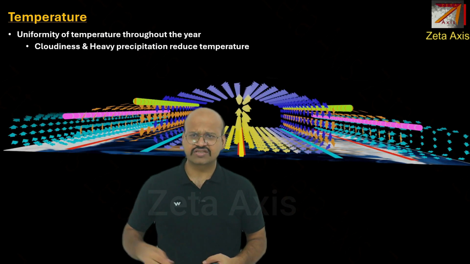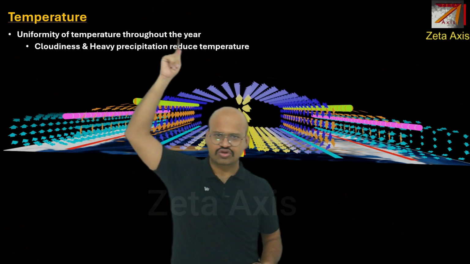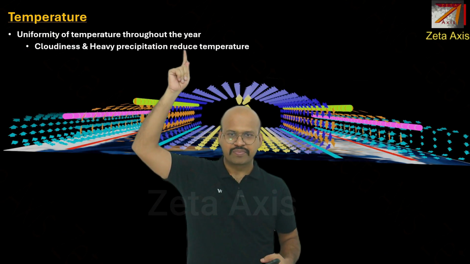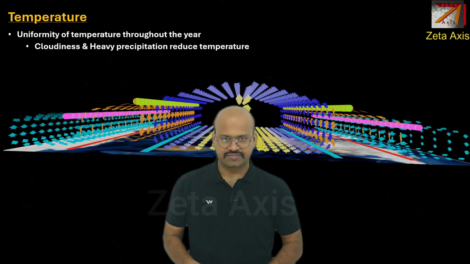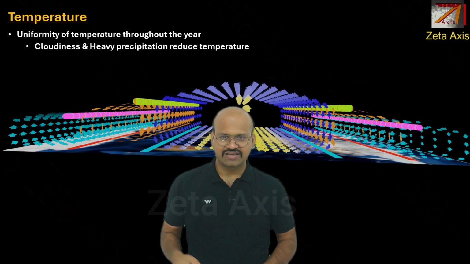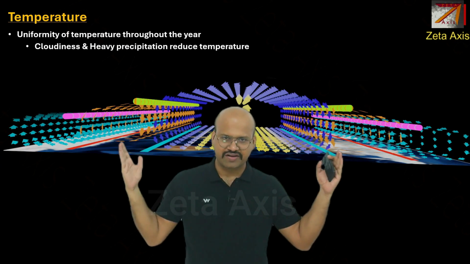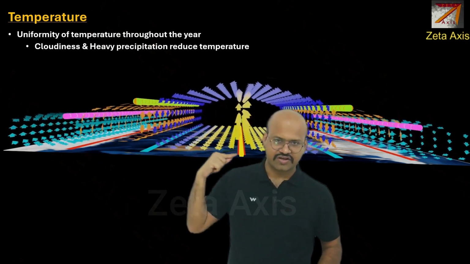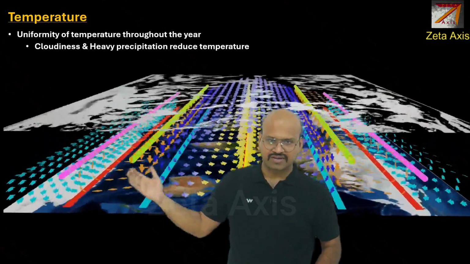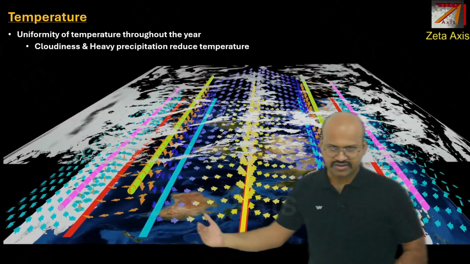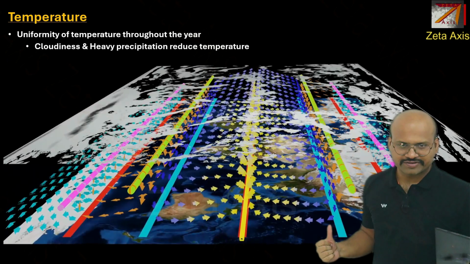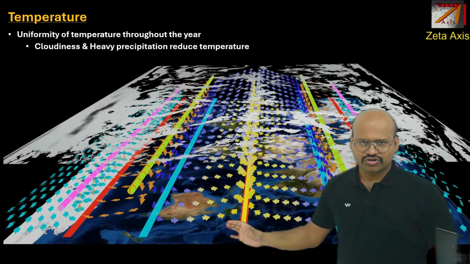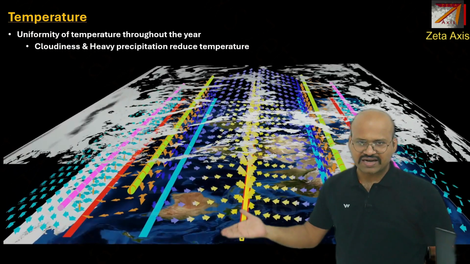Now let's try to understand why there is uniformity of temperature throughout the year. The first important reason is cloudiness and heavy precipitation, which reduce temperature. Here we can see the permanent wind systems, the Hadley cells, rotating like this. This is our equator and this is the subtropical high pressure. Air from here is flowing towards the equator. Similarly, in the northern hemisphere, air is flowing from the subtropical high pressure towards the equator, and both of these branches meet over here and rise up.